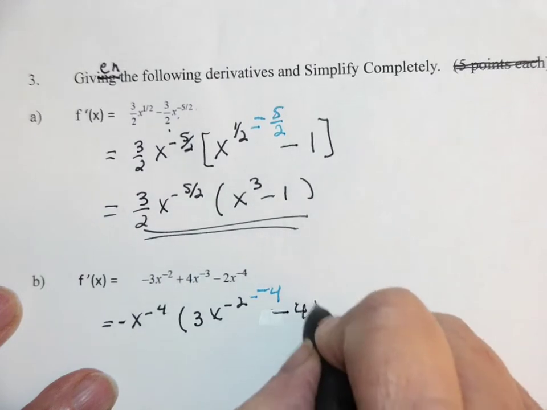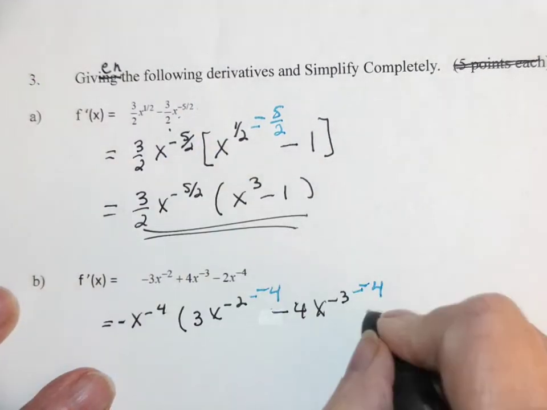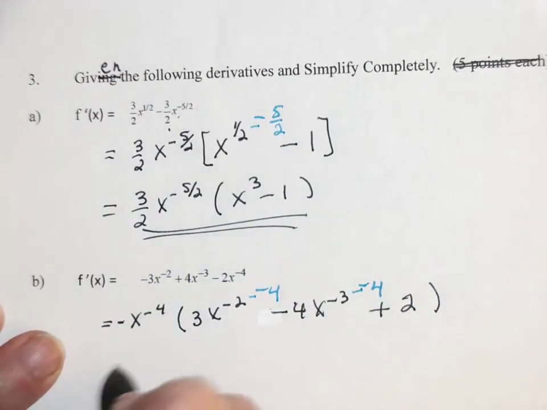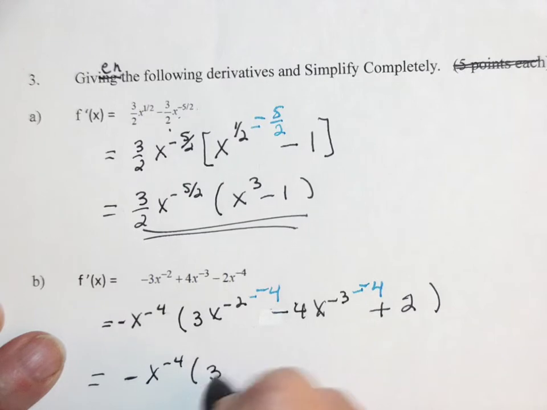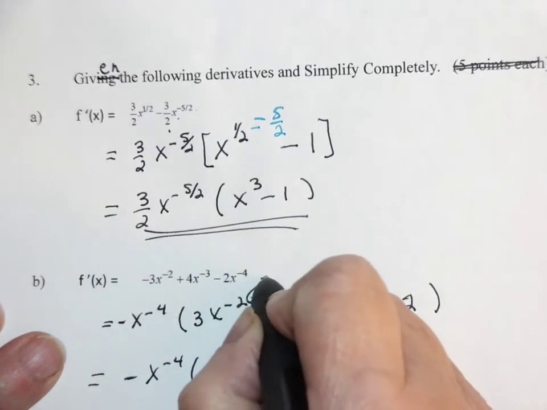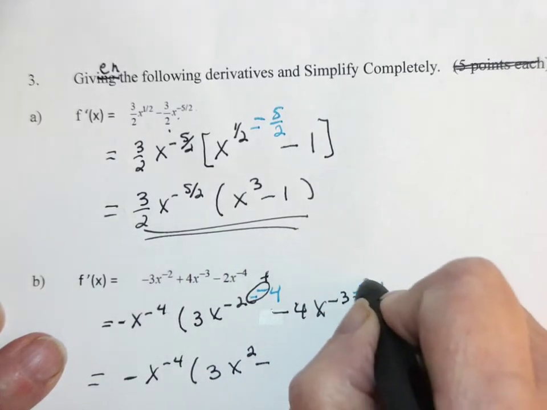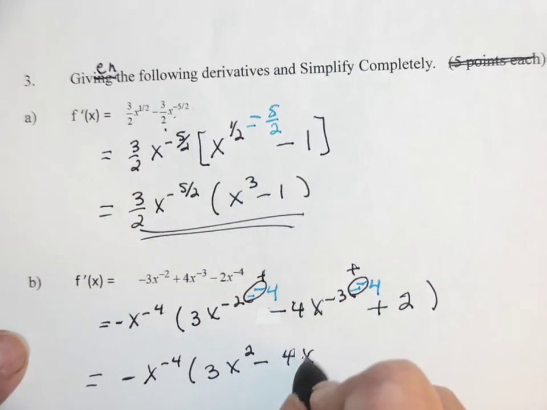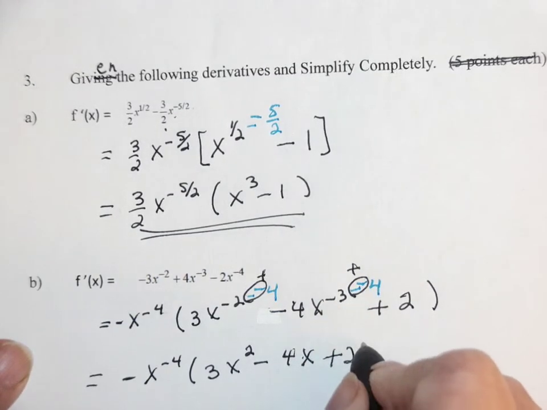Minus 4 x to the minus 3 minus a minus 4 plus 2, and I'm taking the x to the minus 4. This is a negative x to the minus 4 times 3x minus a minus is a plus squared, minus a minus plus. This is going to be 4x to the 1 plus 2.